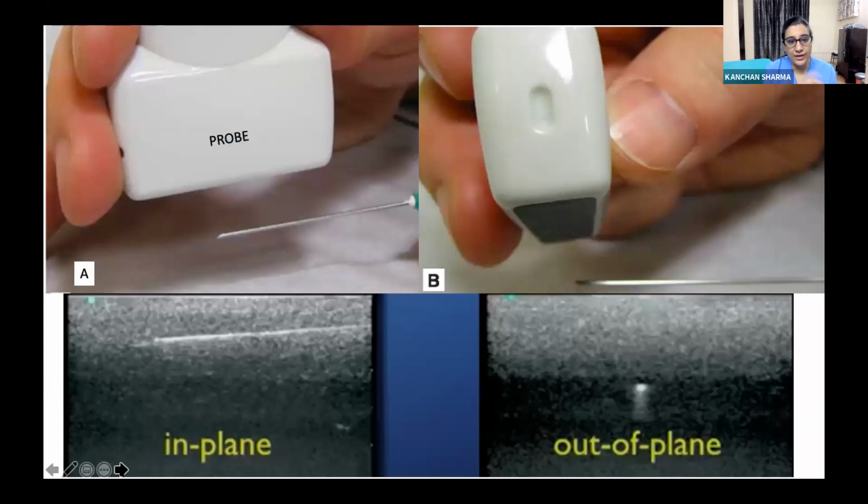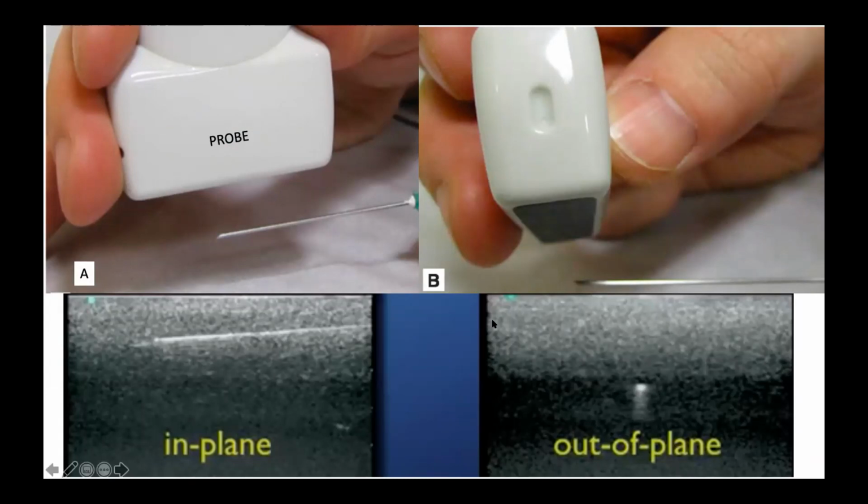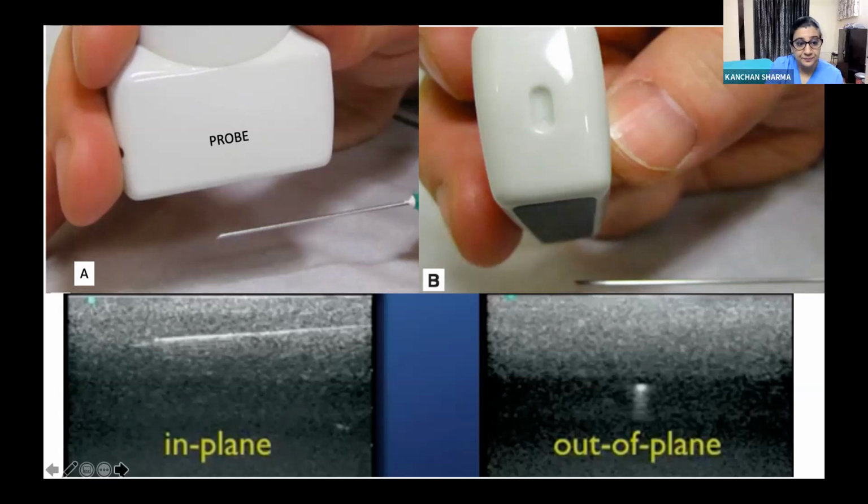Okay, now there are two ways to go for an intervention. Either you can go in plane. When I say in plane, I will be able to see the whole shaft very nicely. So that is in plane. When I say I am going out of plane, it means I will be able to see only a fraction of my needle. I will not be able to see the whole needle properly, and this will always be from the mid of the probe. Okay, so that is out of plane. This is in plane, right?